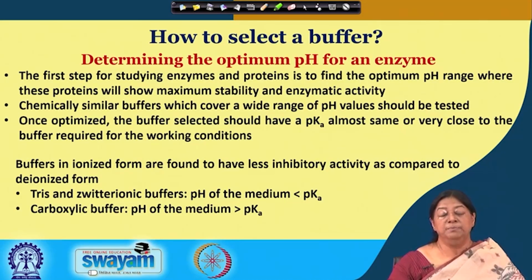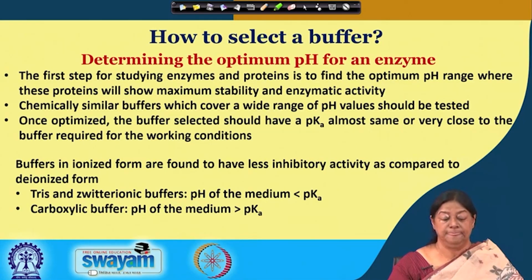To determine the optimum pH for an enzyme, if an enzyme activity is being assayed or enzyme kinetics is being studied, it is necessary to know the optimum pH range of the activity of the enzyme, where it shows maximum stability and its enzymatic or catalytic activity. Chemically similar buffers covering a wide range of pH values should be tested, and once an optimum value or an optimum buffer solution is obtained having the pKa as desired, then these can be used for the specific biochemical experiment to be conducted.